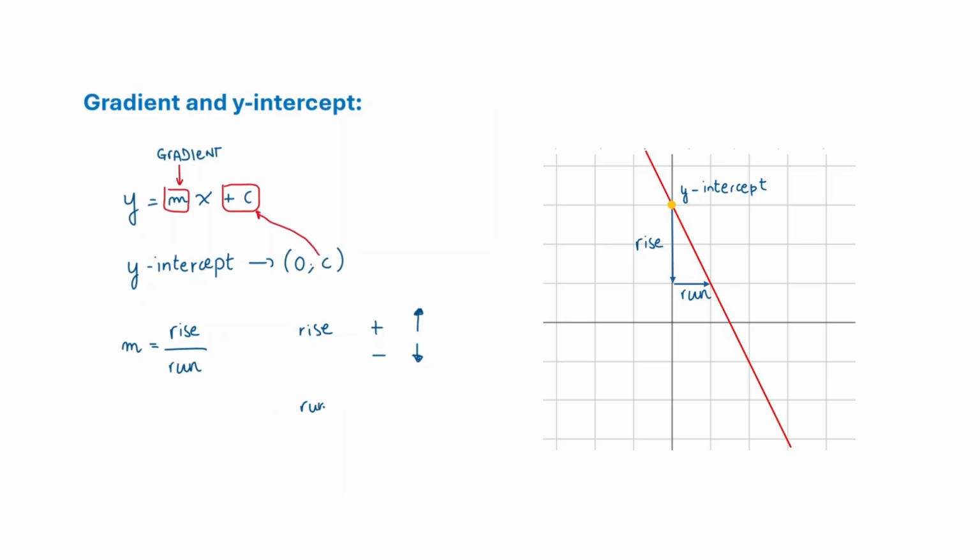The run tells us how much we move horizontally. If the run is positive, we move to the right. If the run is negative, we move to the left. This follows the positive and negative directions of the axis.